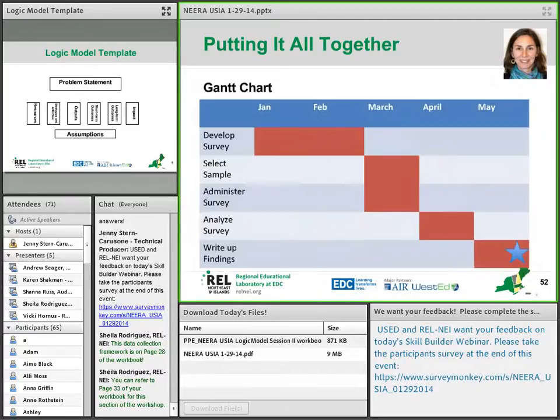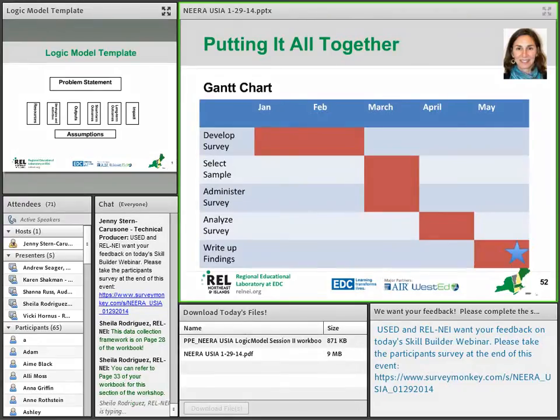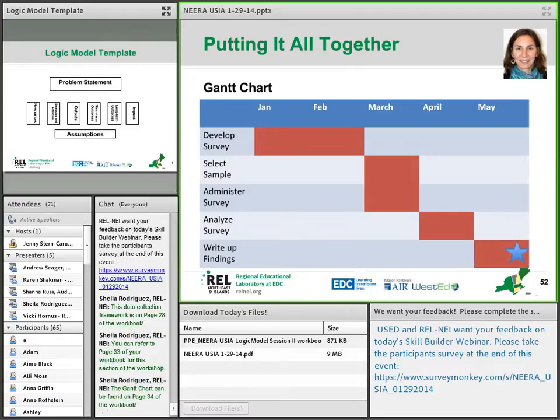And then another tool that may be useful for you to consider is a Gantt chart. And we talk about this in your workbook. But a Gantt chart is really just a visual to help you kind of see all in one place everything that you're committing to do with your evaluation. And this is where, you do this after you've done your data collection framework, where you see kind of what happens when.